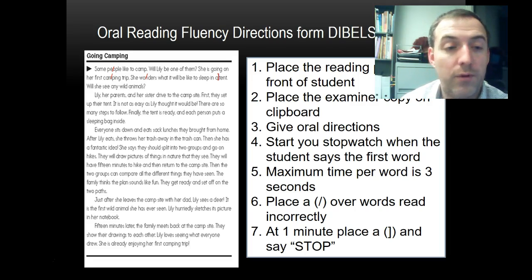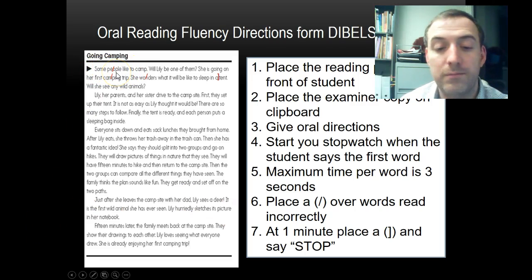You start your stopwatch as they're reading. If they come to a word they don't know or can't figure out, you put a slash through it. You then give them the word and you continue on. And when you get to the end of the 1 minute, you put a bracket to indicate that you're at the 1 minute, and you tell them to stop.